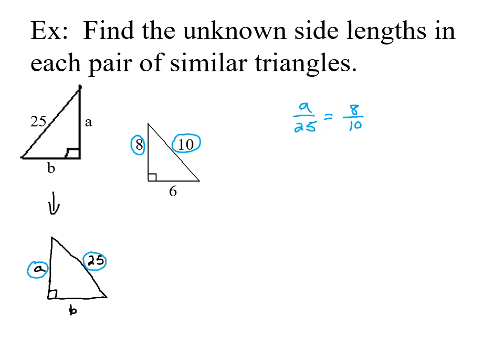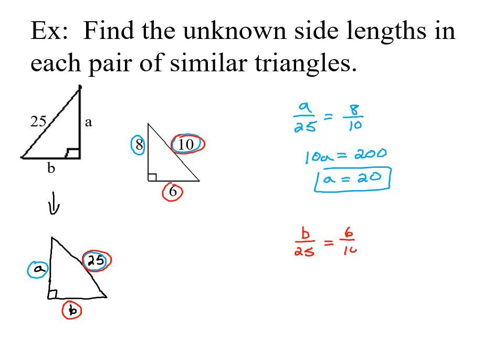If you cross multiply, you get 10A equals 25 times 8, which is 200. So A must have been 20. Or to find B, I might divide B by 25 and set that equal to the 6 divided by the diagonal 10. Do the same thing, cross multiply, and you'll get 10B equals 25 times 6, which is 150. So B is 15.